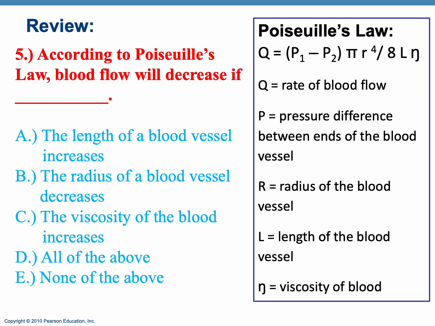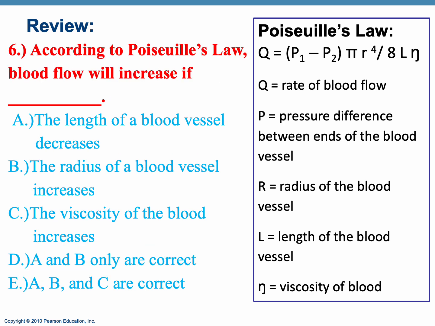All right, the correct answer here, I would recommend to go with choice letter D. So letter D is the correct answer, all of the above. So this gives you an idea of how an exam question could look like. Number 6 for review. So according to Poiseuille's law, blood flow will increase if, which of these would be correct?